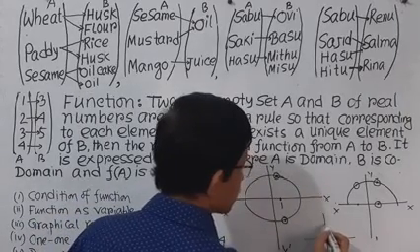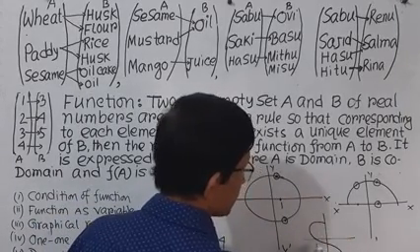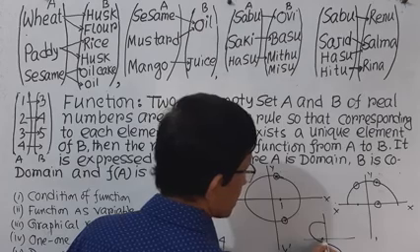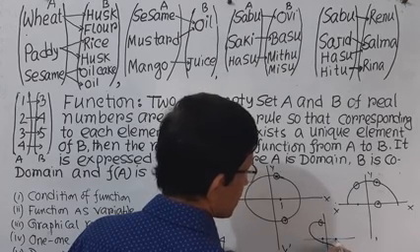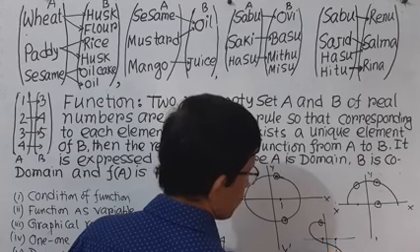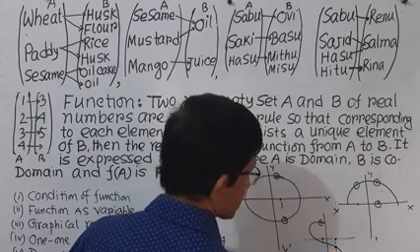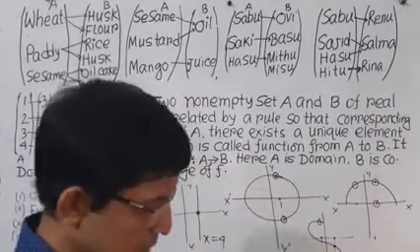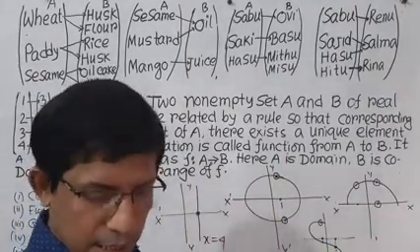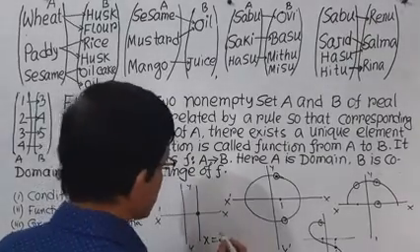Also, this is not a function, because if you put x, then you will get two values of y here and here. Also, if you put here, then you will get two values of y here and here. So this is also not a function. This is only a relation. This is the graphical representation.